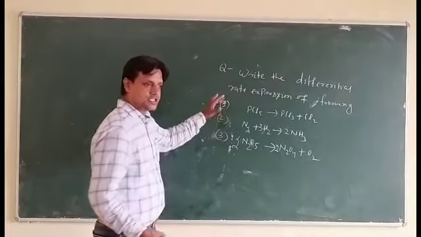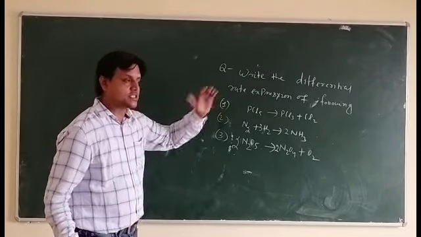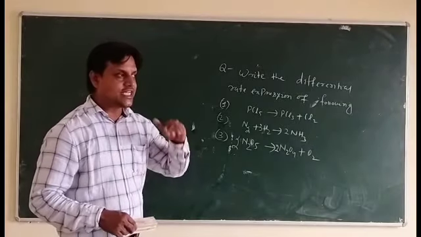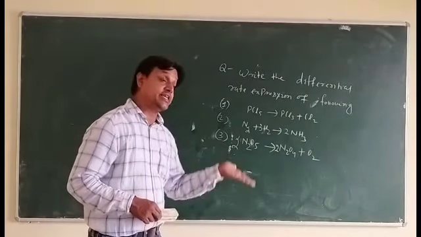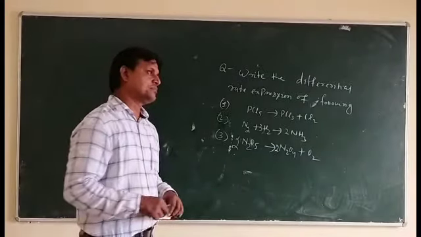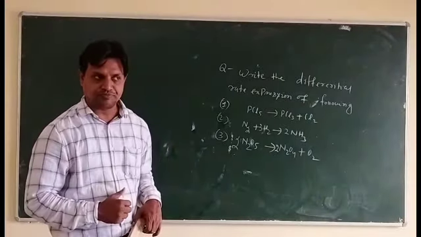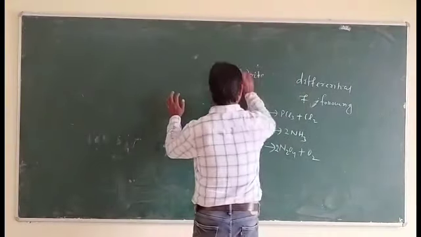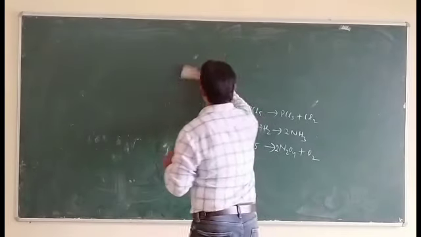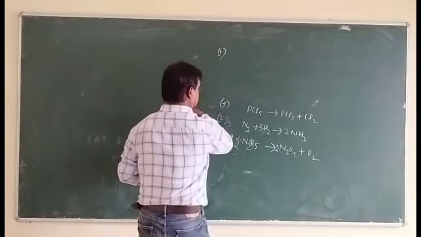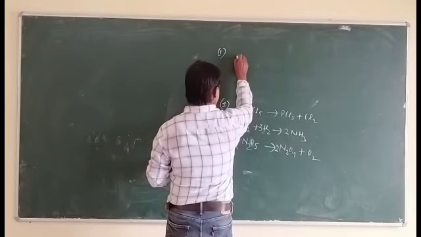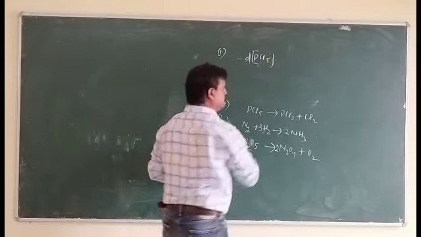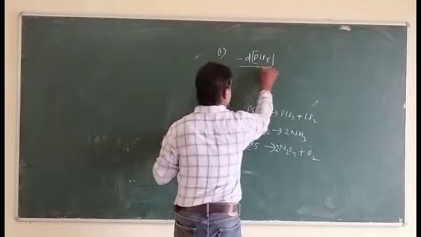Okay. Last class we have discussed about differential rate expression and also average rate expression. The two ways to express the rate of a chemical reaction: one is average rate and the other is differential rate. Average rate is del x by del t and differential rate is dx by dt. So first, question number 1: dx by dt means d of PCl5 by dt.